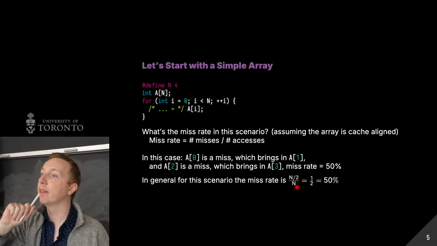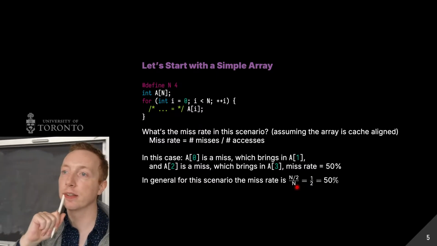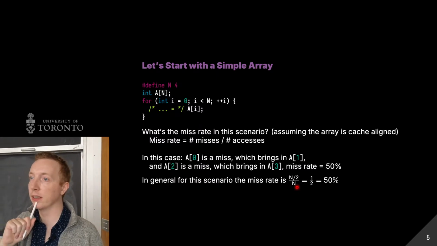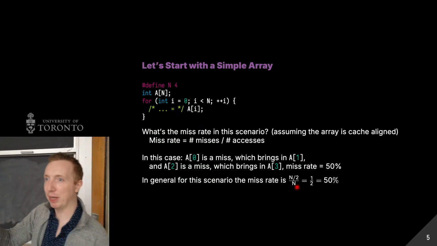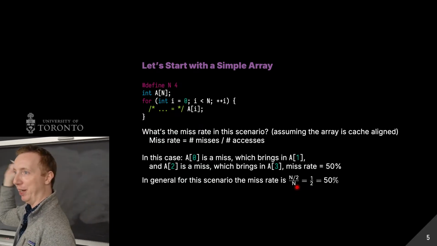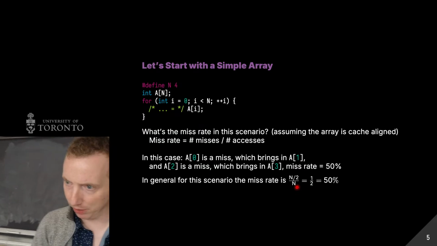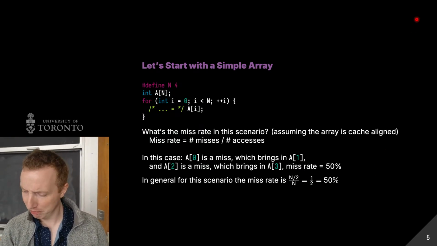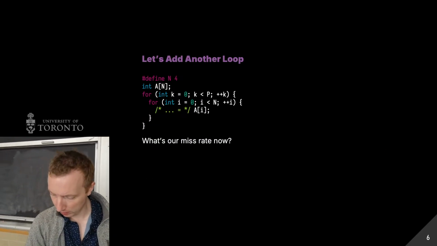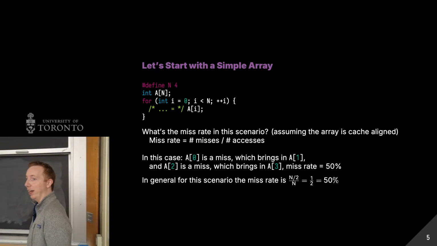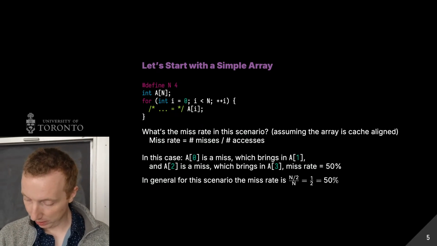If n is large enough, then eventually prefetching would kick in too, right? Yeah, depending on it. We'll talk about prefetching a bit in the next one, but prefetching will come in and slightly help us out. But any questions about that? All right, that is our 1D array.